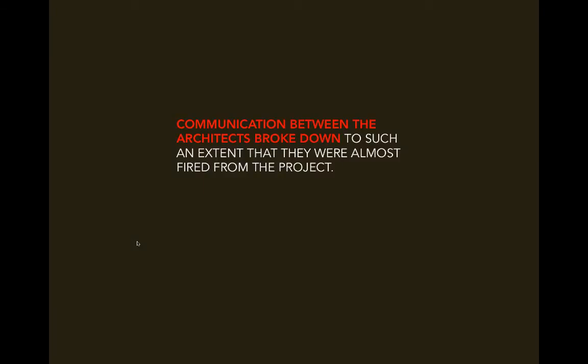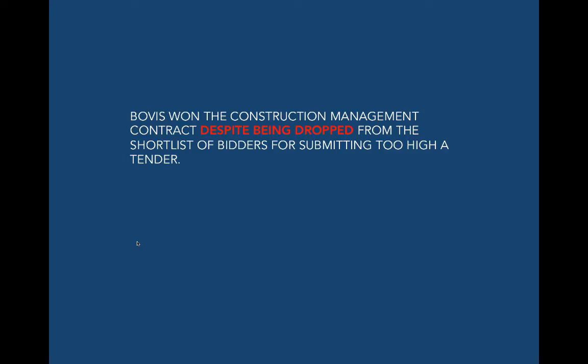Communication between the architects broke down to such an extent that they were almost fired from the project. They had to have architectural experts come in and help these firms communicate with one another. RMGM, I think, actually went bankrupt soon after this. Bovis, who was the construction manager, won the construction management contract despite being dropped from the short list of bidders. They won. So I think probably politics; they were dropped because they submitted too high a tender.